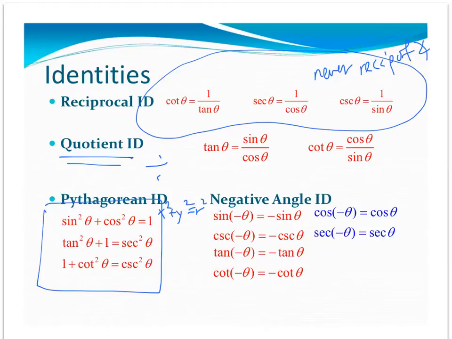The negative angle identities: basically for every function except for cosine and secant, if you plug in a negative angle, it will equal the opposite of what you had with a regular angle. The way that we talked about this in class was if we have cosine or secant, the negative makes no difference. For everything else, the negative puts a negative on the outside.